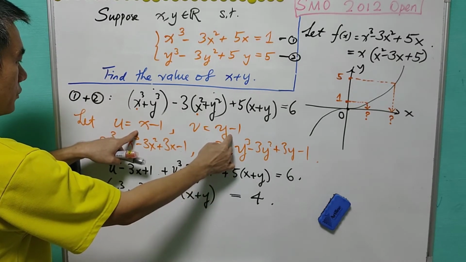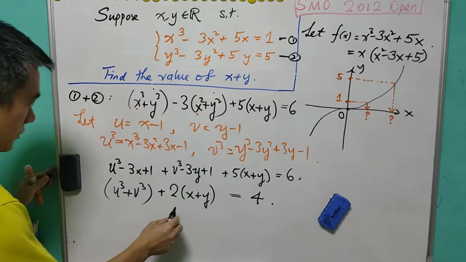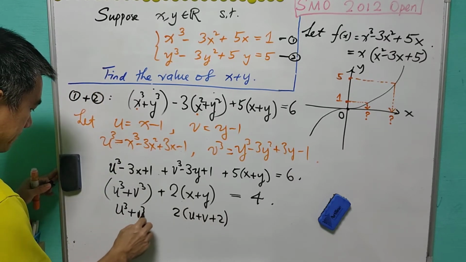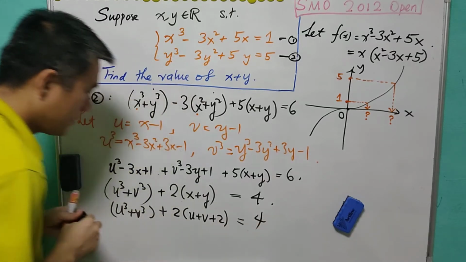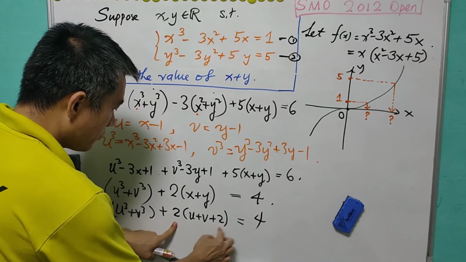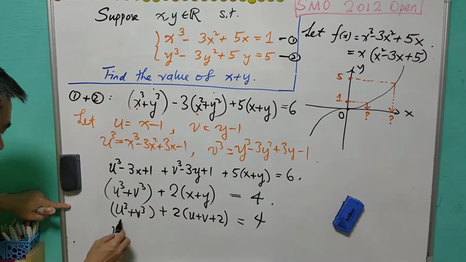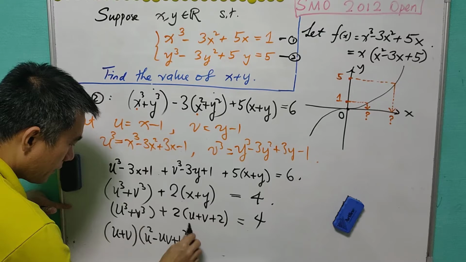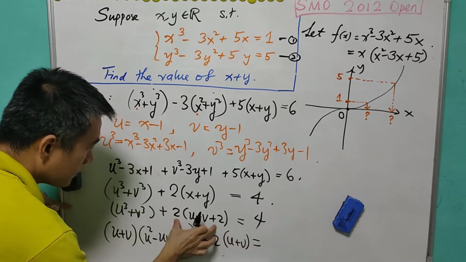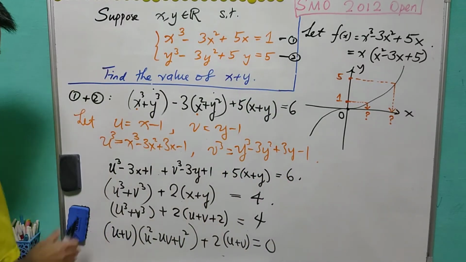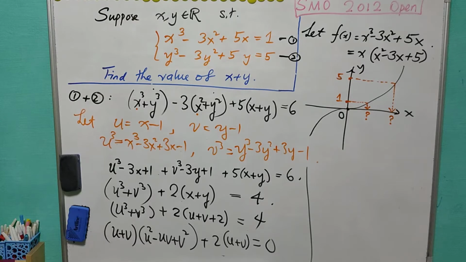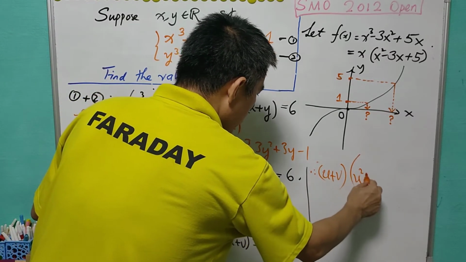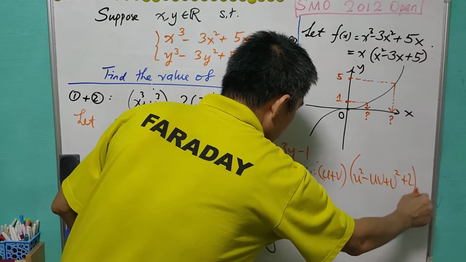So we still need to settle the x plus y. From here, x plus y will be equal to u plus v plus 2. So we just copy down here. A nice thing that we can observe is that the 4 will be cancelled off. So what we are left with is u plus v times u squared minus uv plus v squared, plus 2 of u plus v, and this is 0. And so we have a factor of u plus v, then this is u squared minus uv plus v squared plus 2 equals 0.